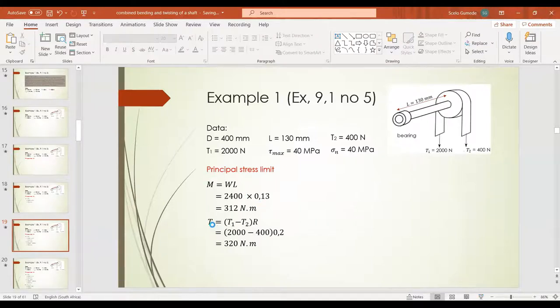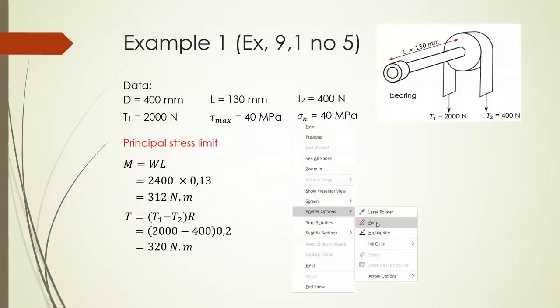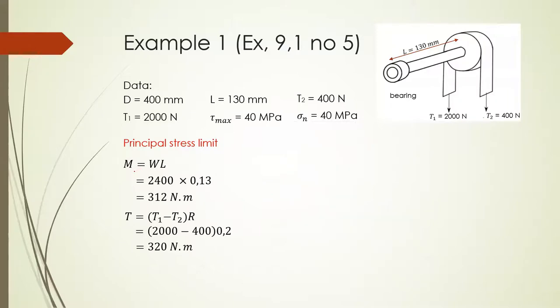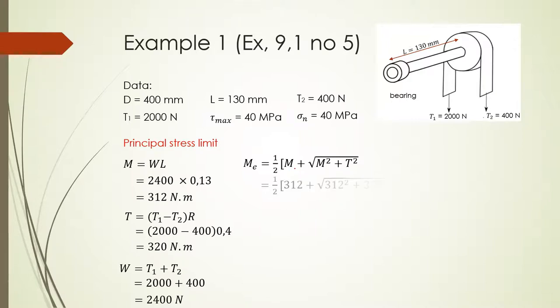So we've got M and T. Remember, I said we are using the principal stress limit. This one was just the weight, how we calculated the weight of the pulley, not of the shaft. To get ME, since we're using principal stress, ME is equal to 1 over 2 times M plus the square root of M squared plus T squared. So we just substitute here for the principal stress limit. Remember, principal stress needs ME. When we substitute that, you get 379.464.